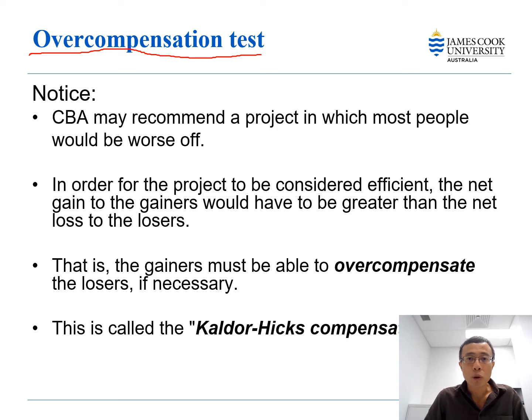Okay, in doing so, we are actually applying what is called the overcompensation test. So in order for a project to be considered efficient, the net gains to the gainers will have to be greater than the net loss to the losers. Or in other words, the gainers must be able to overcompensate the losers if necessary. They do not need to. Actually, this is called the Kaldor-Hicks compensation test. That's the yardstick we want to use in cost-benefit analysis.